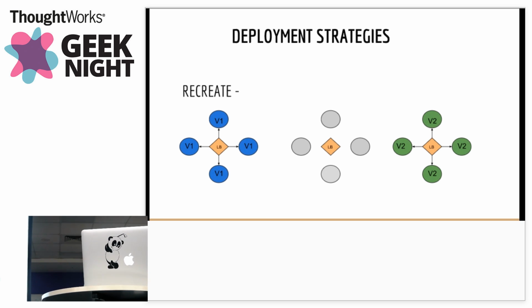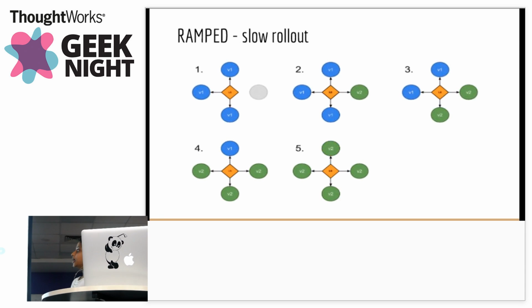So yeah, next strategy. Next is the ramped, the slow rollout. So what we do here is we delete one node of V1 and create one node of V2, and then you go on in such a way. So you delete one V1 and you create one V2. In this way, you are ensuring that there are always some nodes to handle your traffic, right? So there is no downtime for your application while you're doing the deployment. That's fine. But what could be the problem in this strategy?